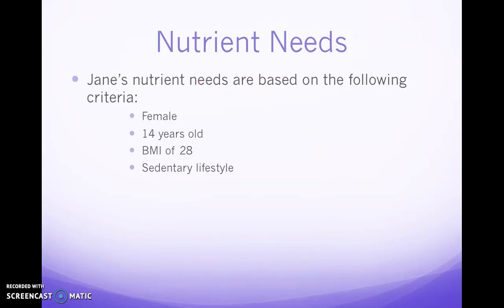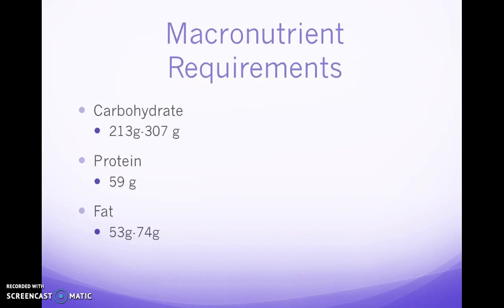Jane's nutrient needs are based on the following criteria. She's female, 14 years old, has a BMI of 28, and a sedentary lifestyle. I'm just going to quickly touch on her macronutrient requirements, and we'll discuss the micronutrient requirements in more detail later on in the presentation. So the acceptable macronutrient distribution range for carbohydrate for Jane is 213 grams to 307 grams. For fat, it's 53 grams to 74 grams, and her recommended daily protein intake is 59 grams.